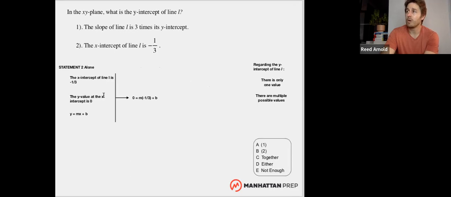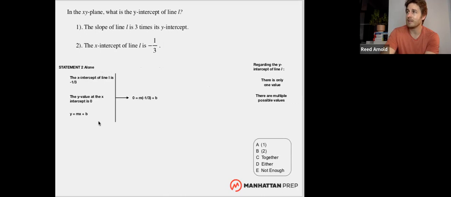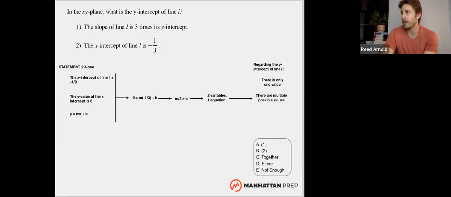And so I know that one of the coordinates on this line is -1/3 for x and 0 for y, and I can plug that into my equation of a line, get that 0 is m times -3 plus b, which tells me m over 3 is b, with just a little bit of rearranging. Which, if I'm just thinking about algebra, I don't know. That's 2 variables, 1 equation. I don't have an answer. I cannot tell you what b is. Could be m is 6, b is 2, m is 9, b is 3. I don't know. 2 variables, 1 equation is not enough.